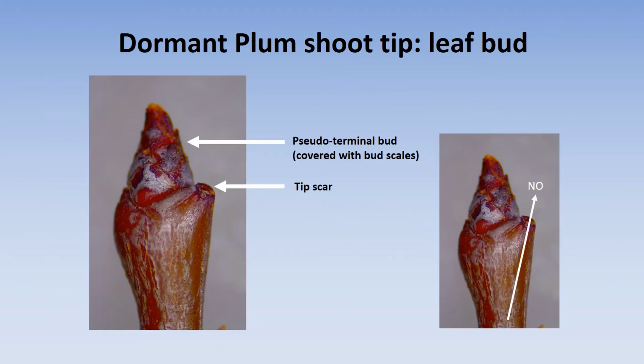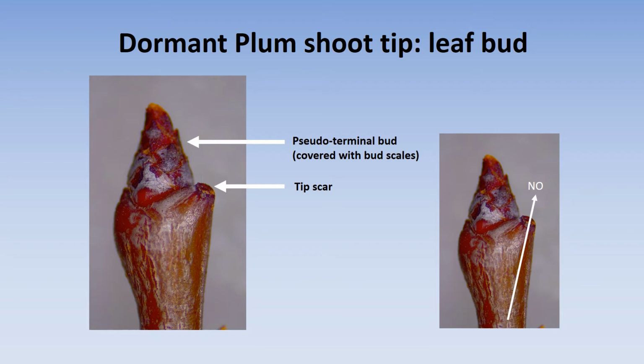This is the tip of a plum tree twig. Note the bud at the tip. It appears to be a terminal bud, but actually it is a lateral bud. Notice the tip scar. The tip scar is actually the real tip of the shoot, where the terminal bud should be located. In some species, such as plum, apricot, and persimmon, the shoot tip actually dies just before dormancy begins, leaving the uppermost lateral bud in place.